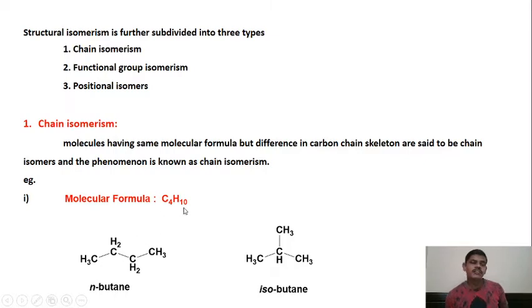The molecular formula is C4H10. One example is n-butane, CH3 CH2 CH2 CH3, and another is CH3 CH CH3 CH3. Both compounds have how many carbons? Let's begin with n-butane: 1, 2, 3 and 4 carbons, so C4, right? And how many hydrogens? 3 plus 2 is 5, plus 2 is 7, plus 3 is 10. So this has the formula C4H10.